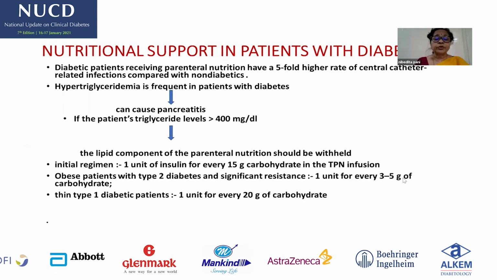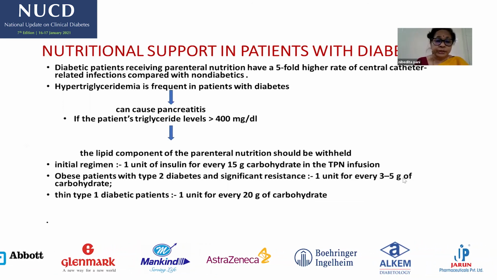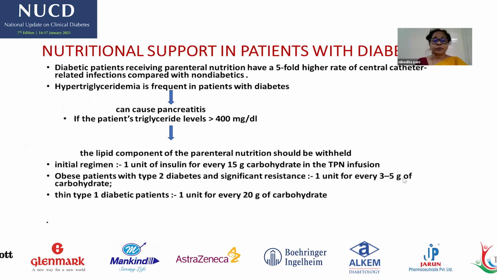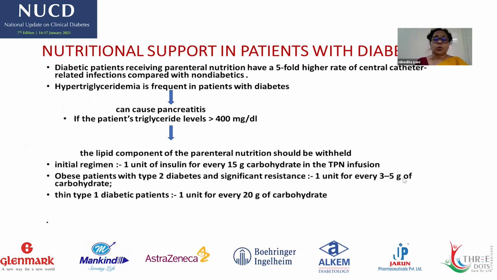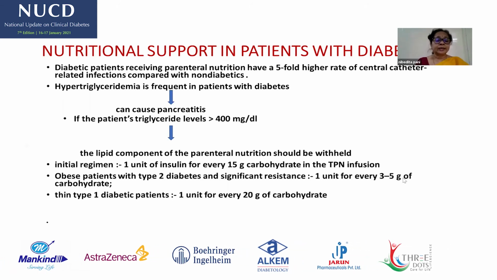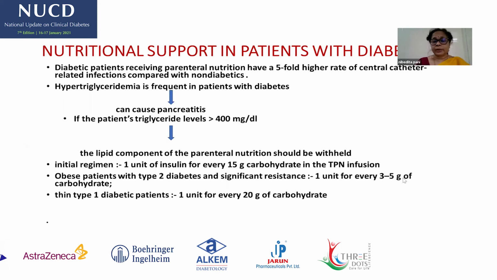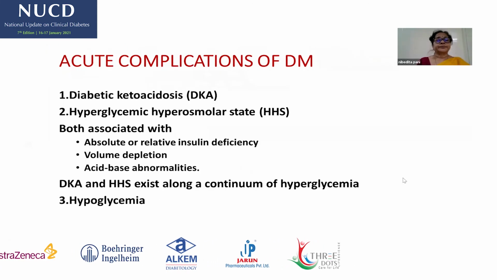Initial regimen: 1 unit of insulin for every 15 gram per hour of carbohydrate in the TPN infusion. Obese patients with type 2 diabetes and significant resistance: 1 unit for every 3.5 gram of carbohydrate. Then thin type 1 diabetes patients: 1 unit for every 20 gram of carbohydrate.